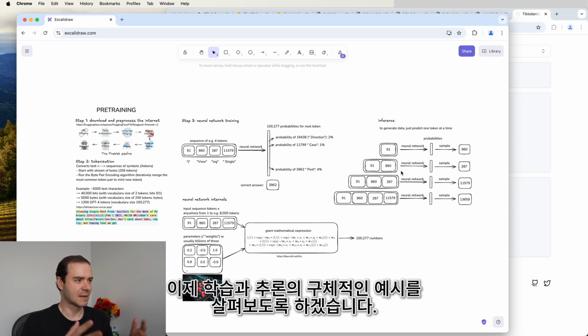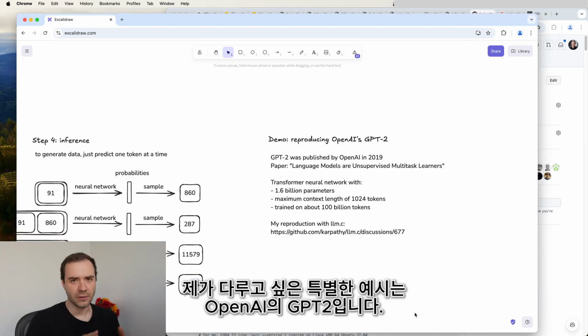So let's now look at an example of training and inference that is kind of concrete and gives you a sense of what this actually looks like when these models are trained. Now, the example that I would like to work with and that I'm particularly fond of is that of OpenAI's GPT-2.